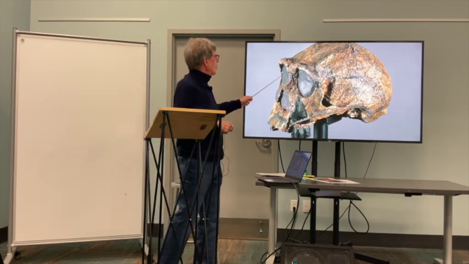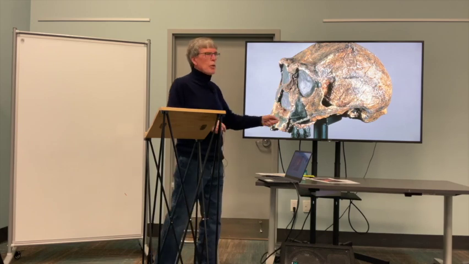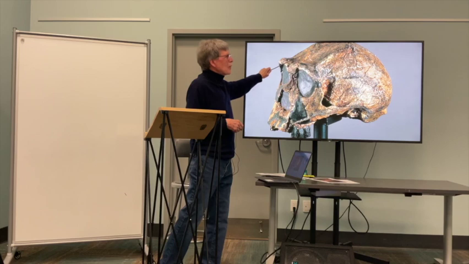But these eyes are big, and the visual system must be very important. But look at the forehead. It's almost sloping way back, so the frontal lobe isn't well developed here. It's not well developed even in a relatively small brain.